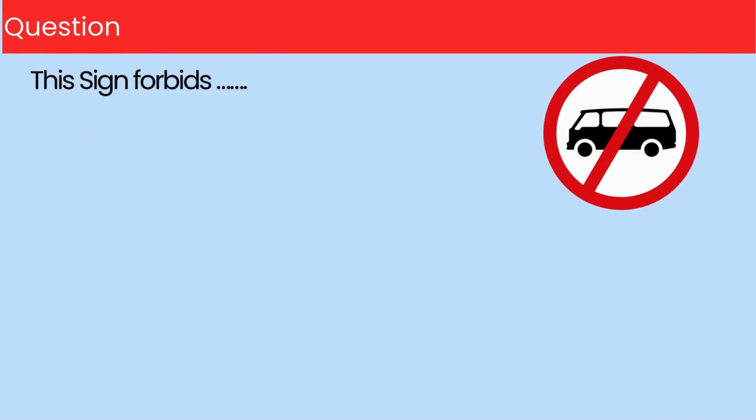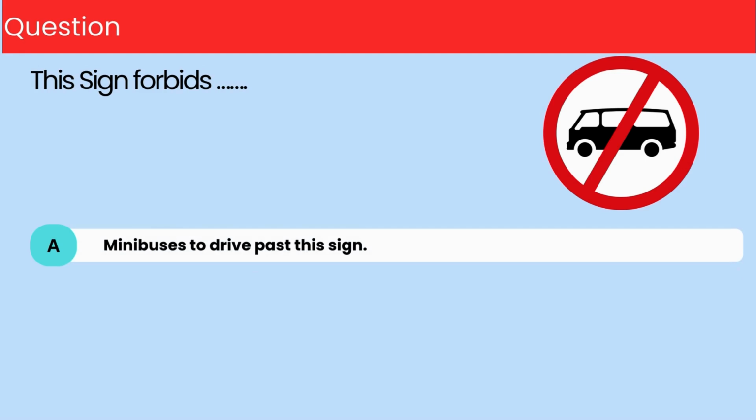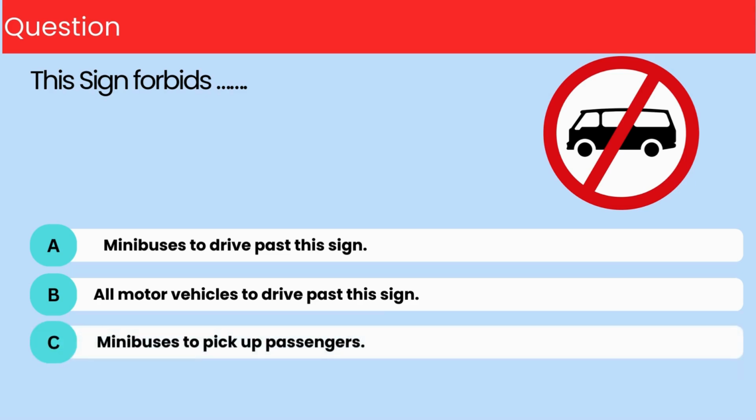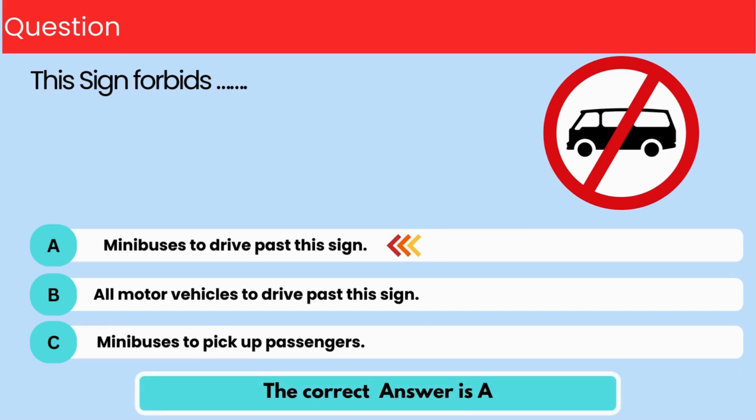Question: this sign forbids A. Minibuses to drive past this sign. B. All motor vehicles to drive past this sign. C. Minibuses to pick up passengers. The correct answer is A.